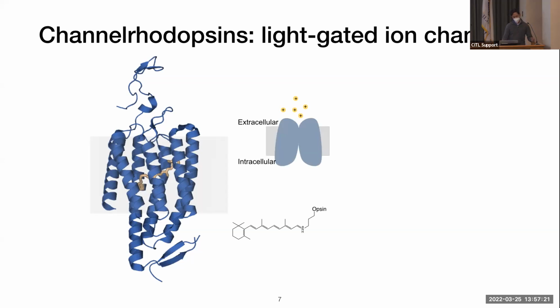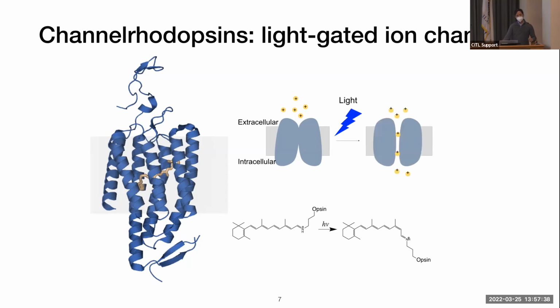Usually the channelrhodopsin is closed, and when the right wavelength of light hits it and activates retinal, it shifts conformation and causes the channel to open. This allows usually sodium ions to flow into the cell. The native function here is to move towards or away from a light source. These were originally discovered in algae.